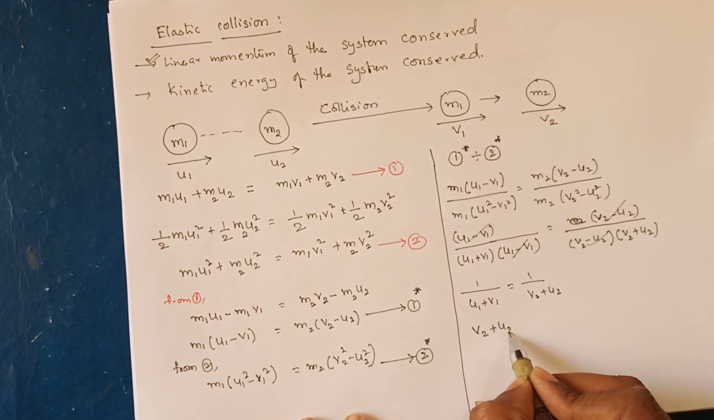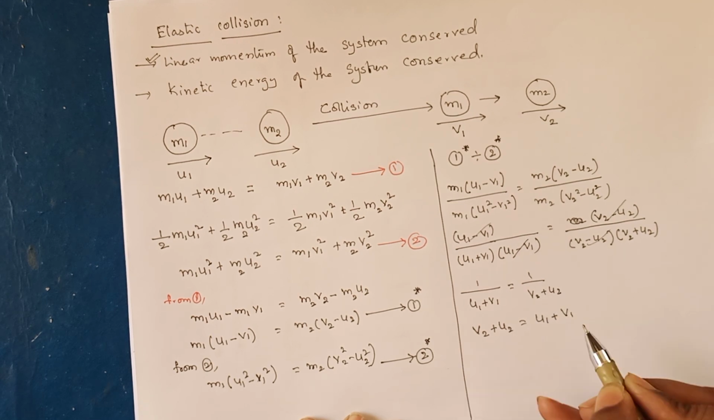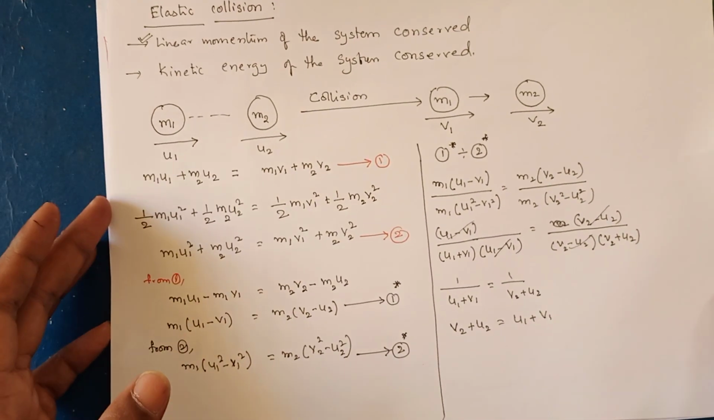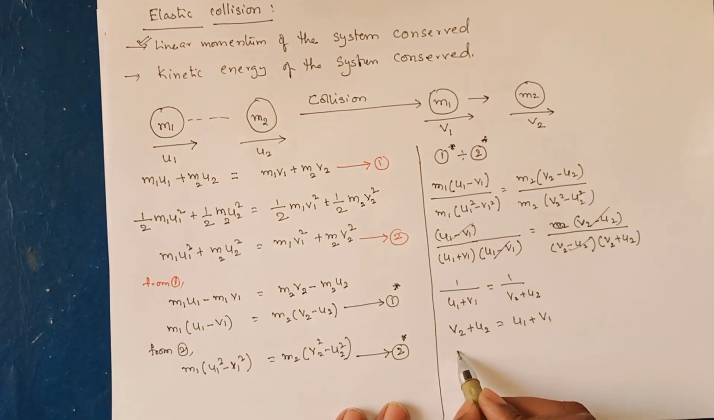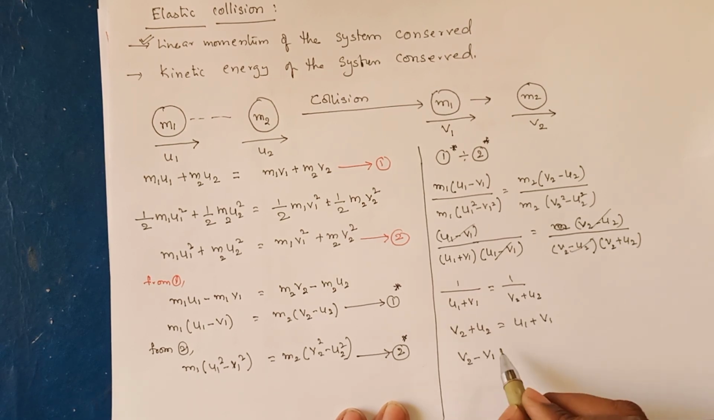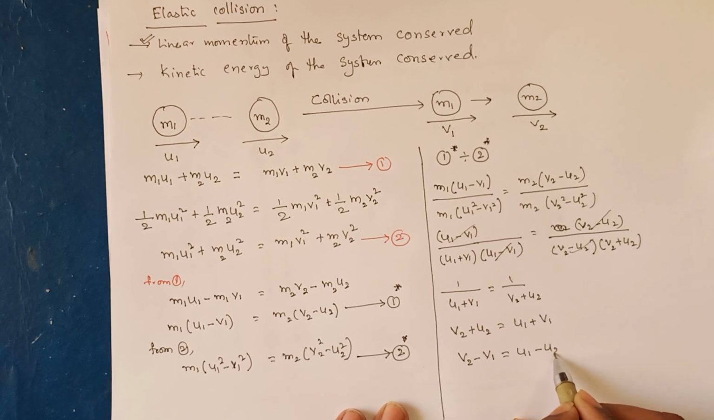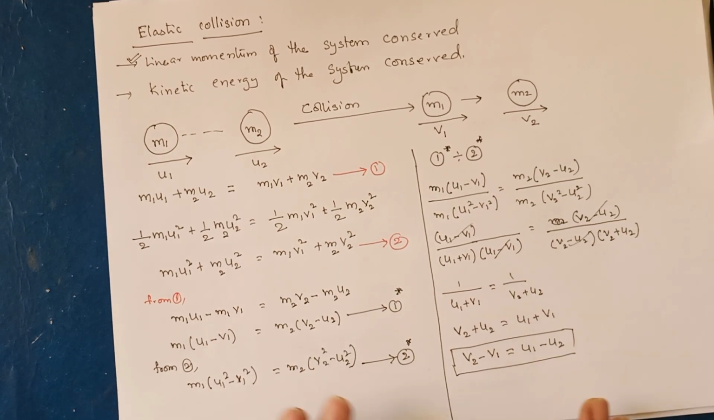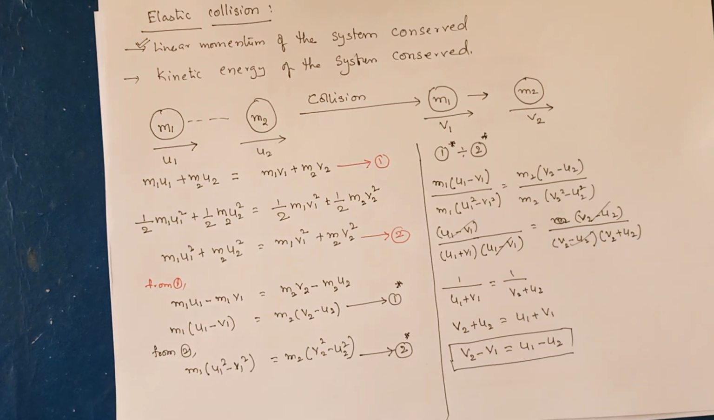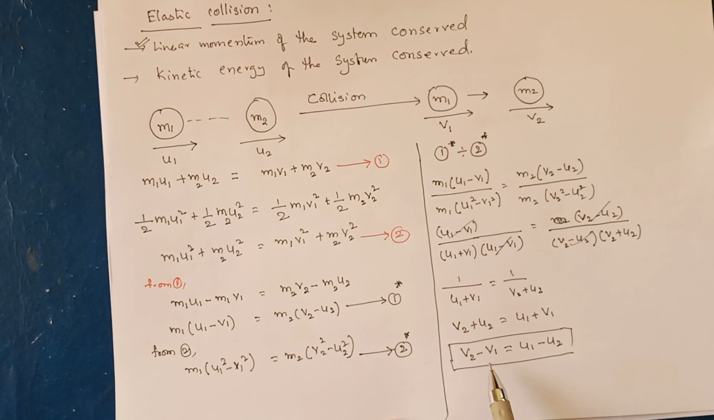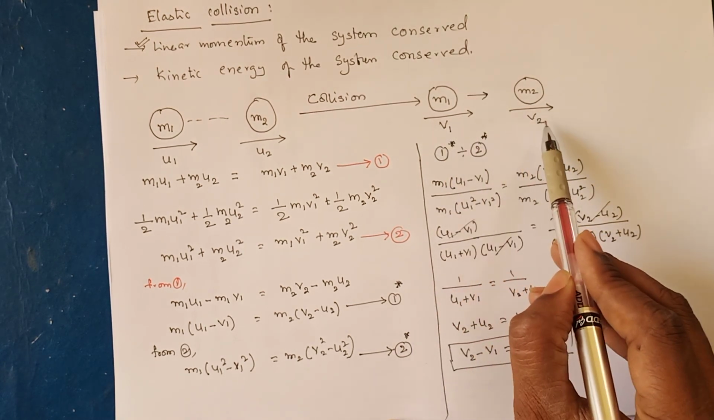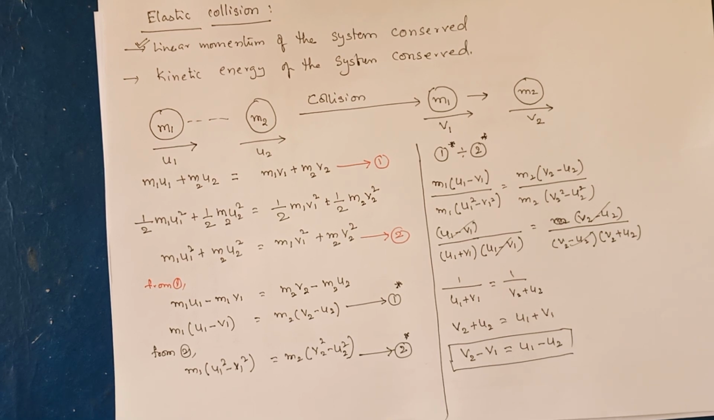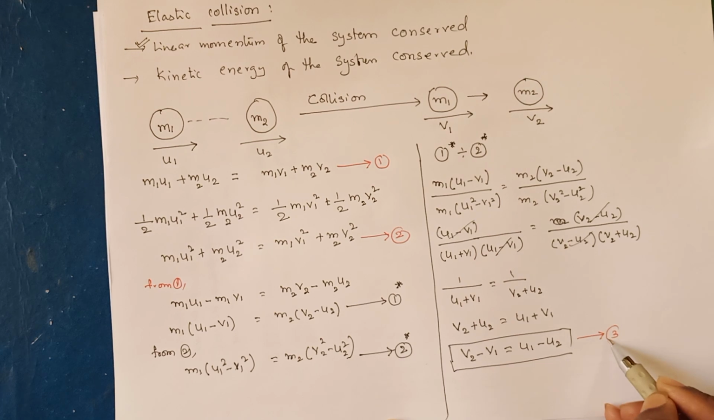Now v2 plus u2 is equal to u1 plus v1. What I can write it as: v2 minus v1 is equal to u1 minus u2. This is a simple expression which is useful to us. This is called relative velocity: v2 minus v1 is the relative velocity after the collision, and u1 minus u2 is the relative velocity before collision. Now you can write it as equation number 3.